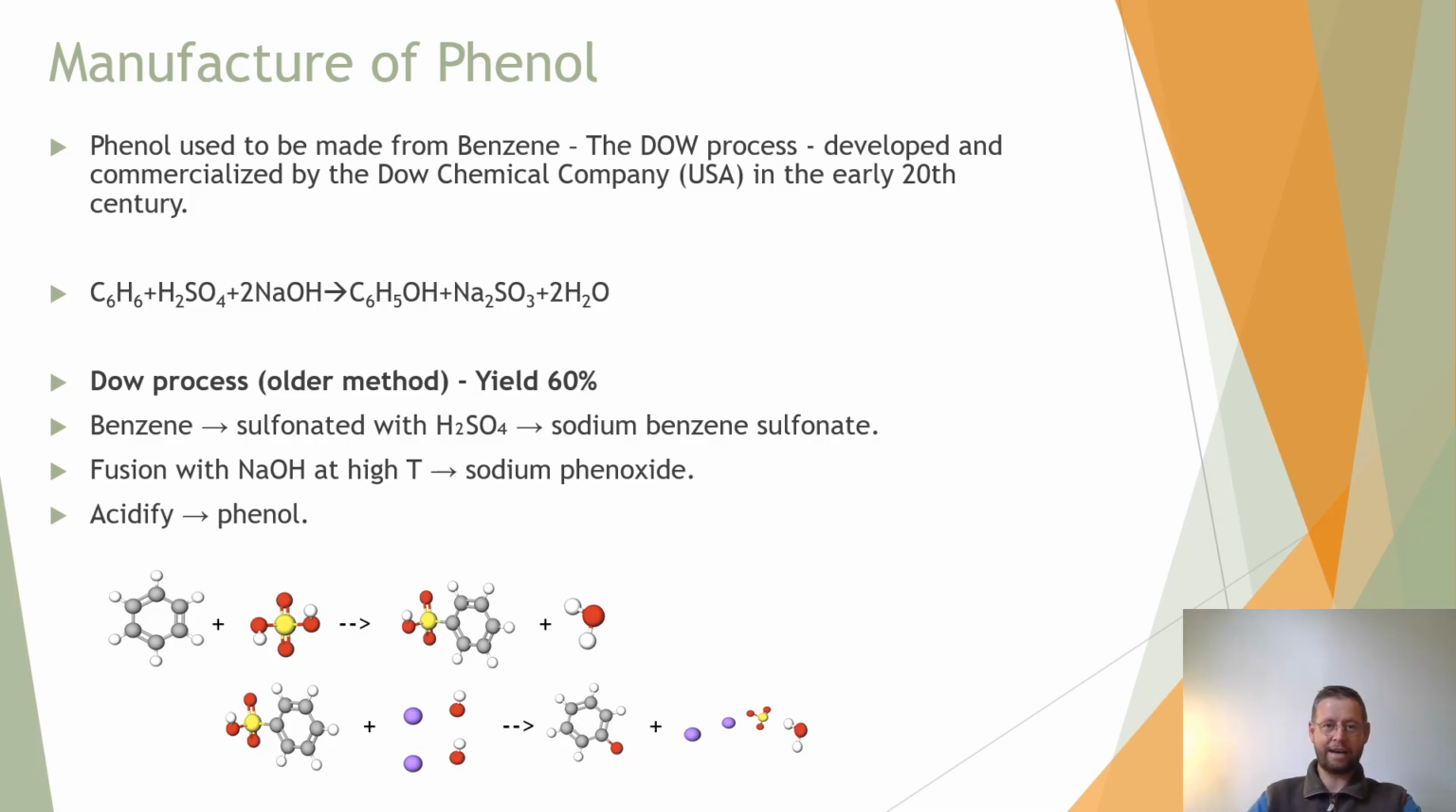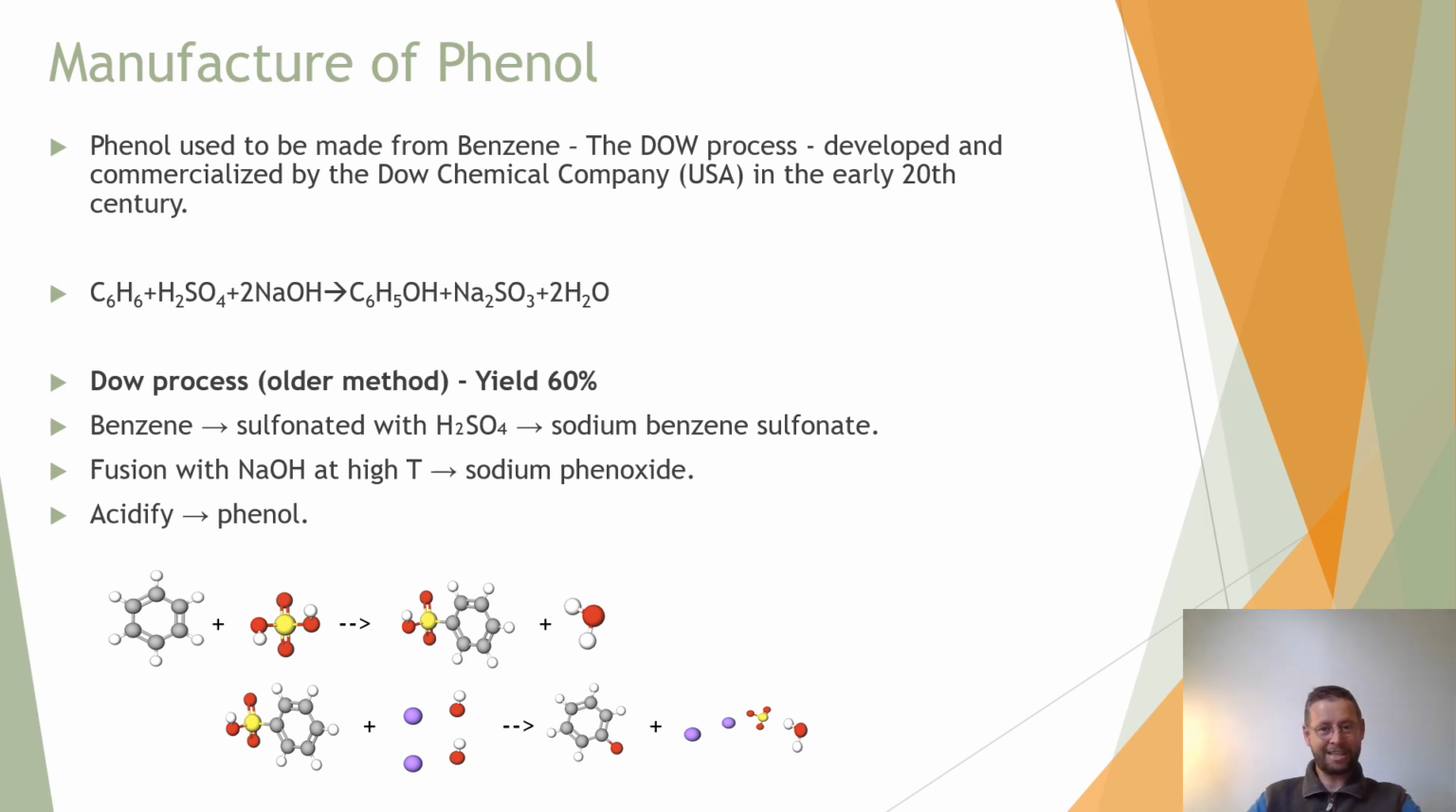sodium hydroxide. Now, sodium hydroxide solid has a melting point of about 315 degrees C, and we actually heat this up to about 300 degrees C, so it's right on the edge of its melting point. And at that point, we add the benzene, and what happens is we get fusion occurs.